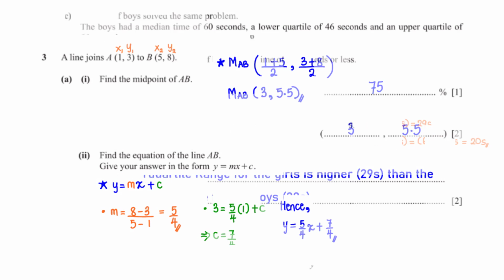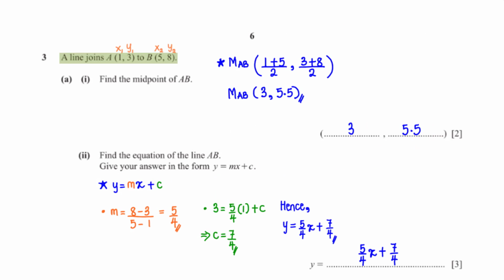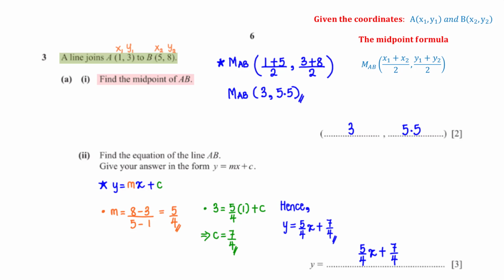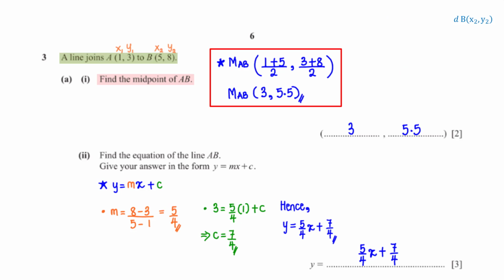A line joins point A with coordinates 1, 3 to point B with coordinates 5, 8. Find the midpoint of AB. When we apply the midpoint formula, the x-coordinate of the midpoint will be 1 plus 5 divided by 2, which is 3. And the y-coordinate will be 3 plus 8 divided by 2, which is 5.5.